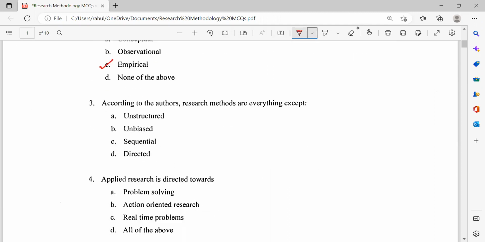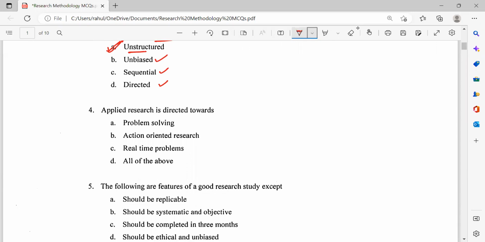Next question is, according to the authors, research methods are everything except. So research method should be unbiased, research method should be sequential, and research method should be directed, but it cannot be unstructured, right? So option A is the correct answer here, because here except is asked. So except unstructured, all can be the possible ones.